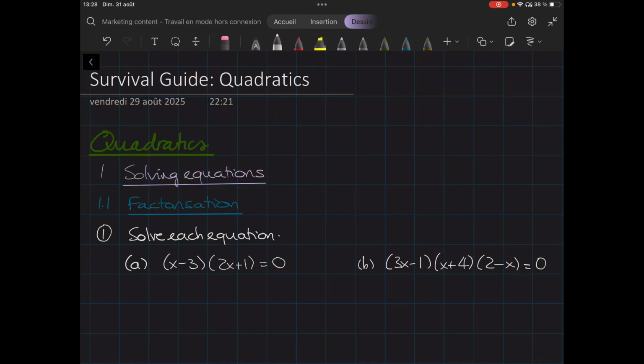Hiya, this is the first part of the survival guide on quadratic equations. So today we're going to talk about solving equations using factorization.